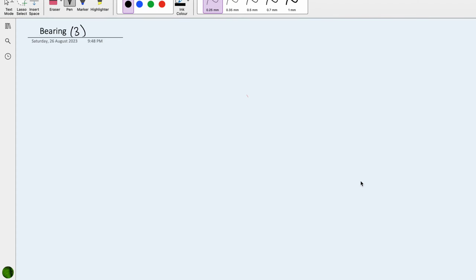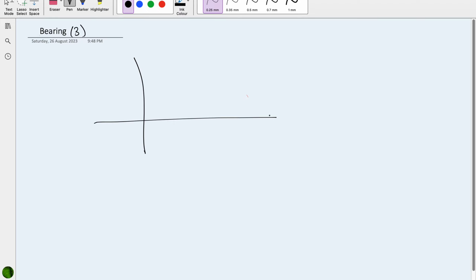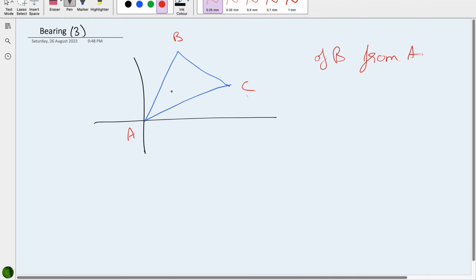This is the third video regarding bearing, and in this we will discuss if you have a shape other than a simple line. Suppose you have this triangle and it is labeled A, B and C. The examiner may ask you bearing of B from A or bearing of A from B. So if he is asking you about bearing of B from A, this is your answer.